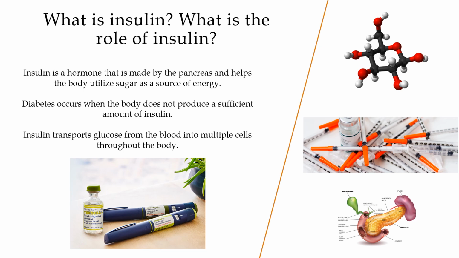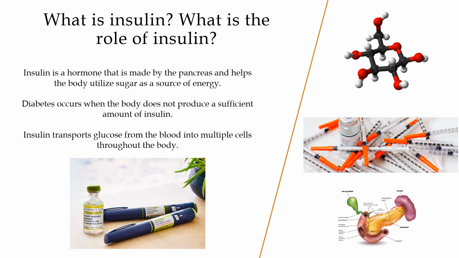So the questions posed: what is insulin, and what is the role of insulin? Well, first and foremost, insulin is indeed a hormone, and it is a hormone that naturally occurs. Insulin is made by the pancreas in the body, and it helps the body to utilize sugar as a source of energy. However, if the pancreas is not functioning in a proper manner, the pancreas may not produce the insulin that is needed to control blood sugars, which could lead to something called diabetes.